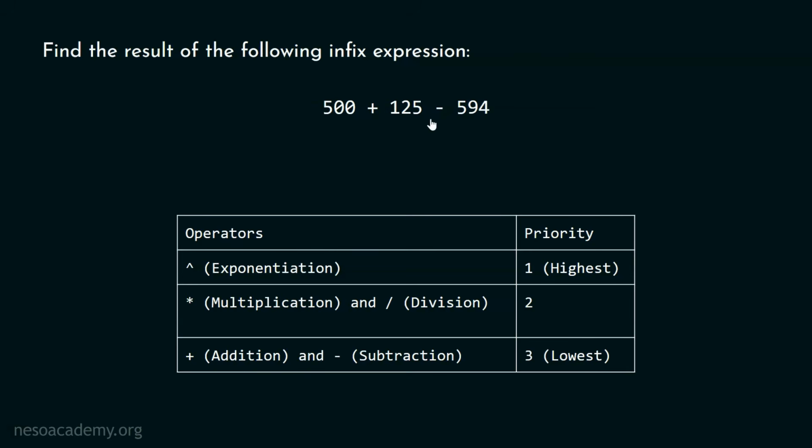What about 500 plus 125 minus 594? You can see the operators have the same priority. Therefore, we must go from left to right and evaluate all these expressions one by one. First, we will evaluate 500 plus 125. It gives 625. Now, what about this 625 minus 594? It gives 31. So, 31 is the final result, right? Now, I hope everything is clear.